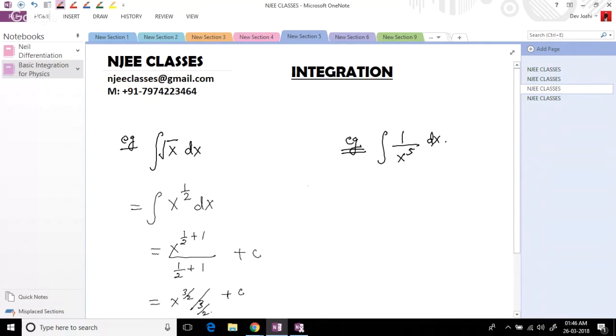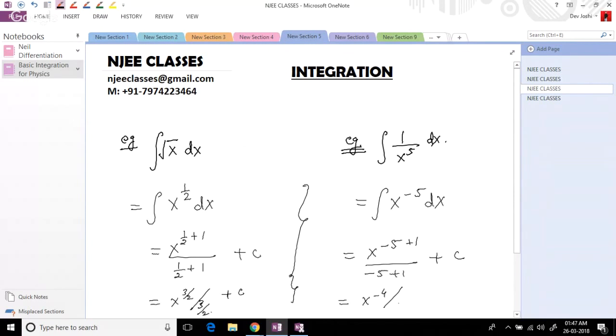Next, integration of 1 upon x to the power 5. So 1 upon x to the power 5 can be written as integral of x to the power minus 5 dx, correct? So again implement the formula. We have x to the power minus 5 plus 1 upon minus 5 plus 1 plus the constant term c. So it is equal to x to the power minus 4 upon minus 4 plus c. That is your final answer, correct? All right.